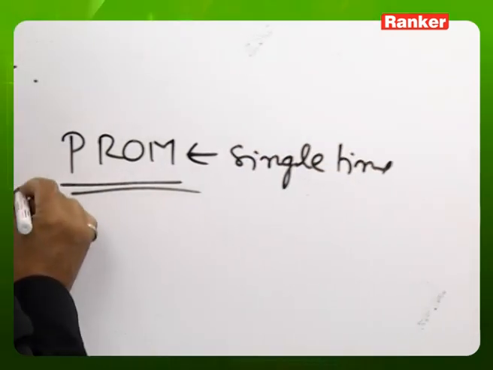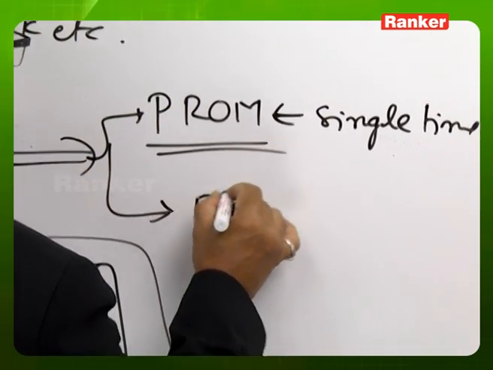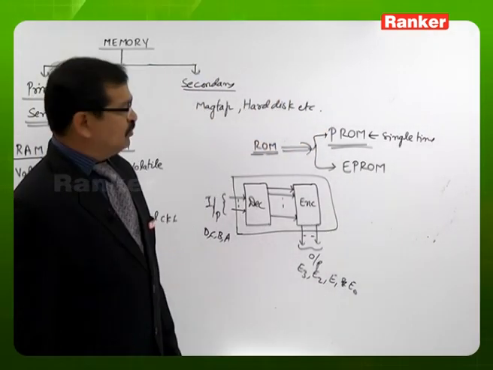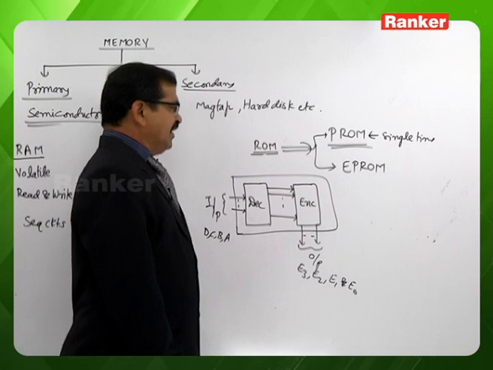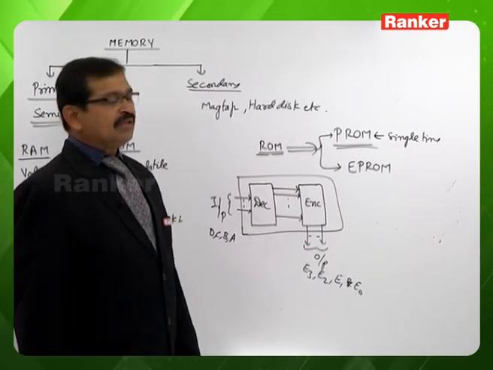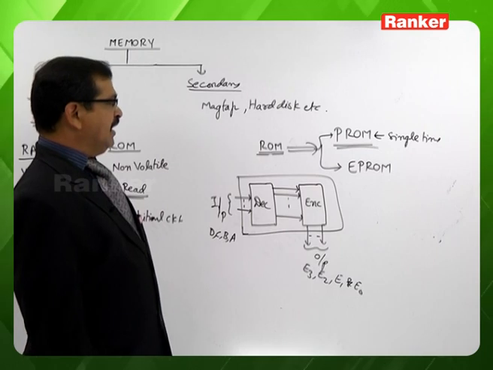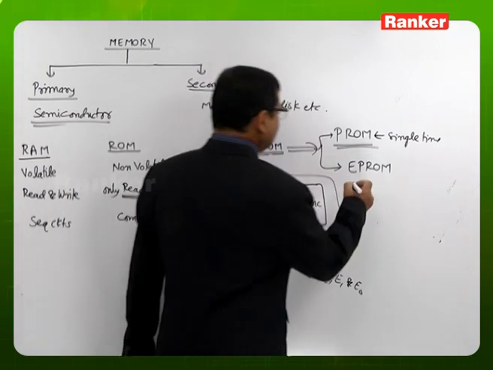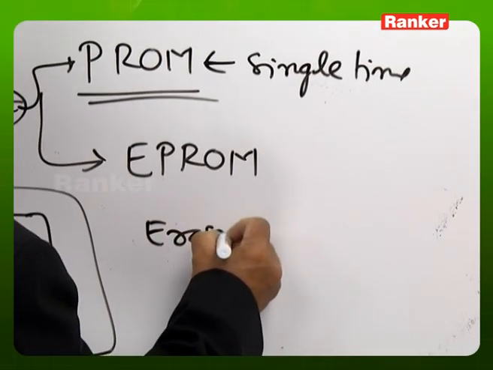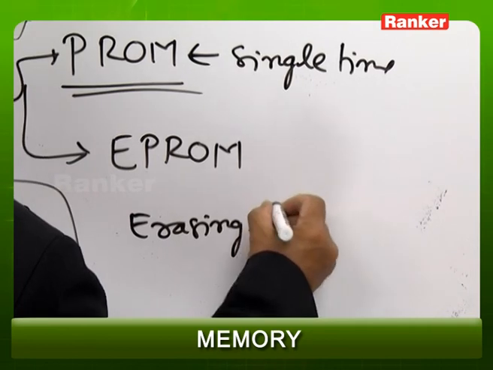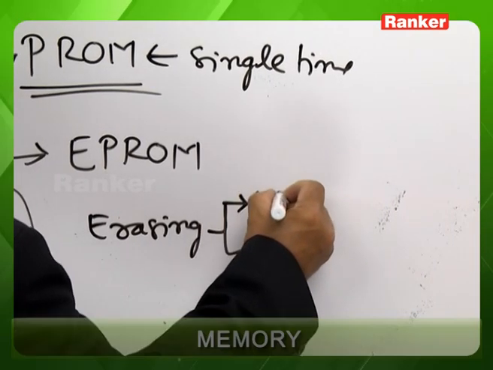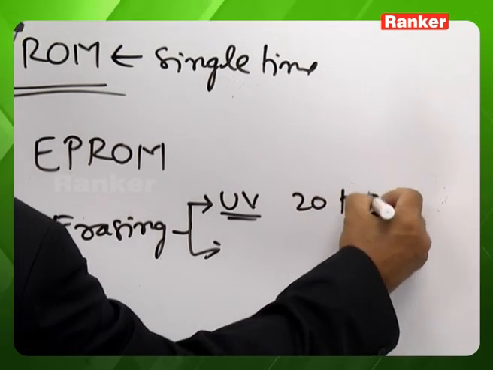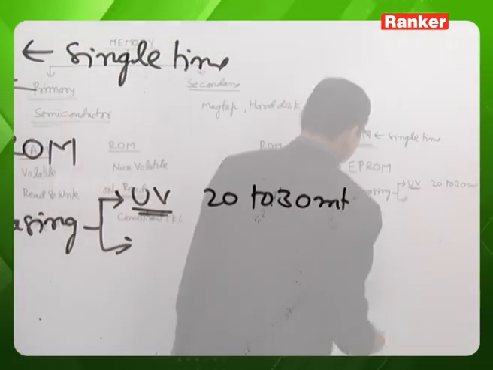Later, we have the memories named erasable programmable read-only memories. In the case of these, erasing and reprogramming operations are possible by the designer as many times as he needs. Erasing is possible maybe by exposing the chip to ultraviolet radiation. Exposing the chip to ultraviolet radiation for around 20 to 30 minutes makes the erasing operation possible.